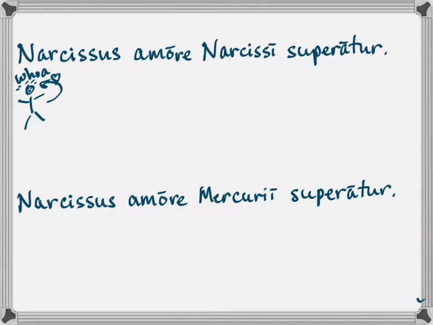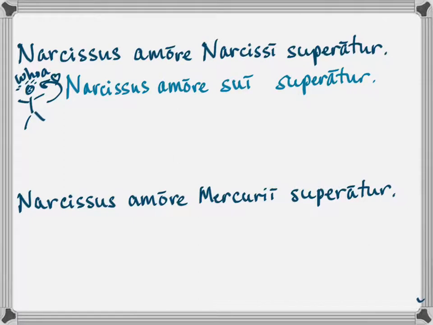Okay, did I explain this sentence yet? I'm not sure I clicked the right button. Anyway, Narcissus amore narcissi superatur. Narcissus is overcome by love of Narcissus. Narcissi is the genitive.